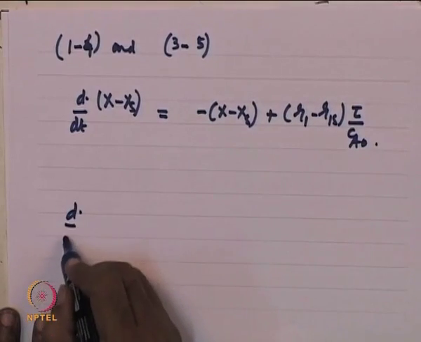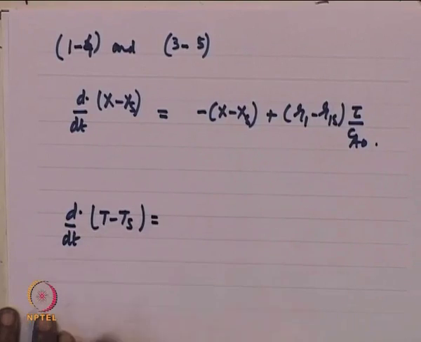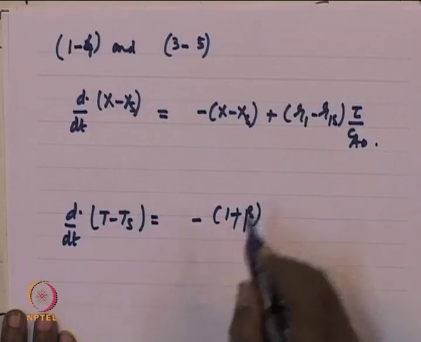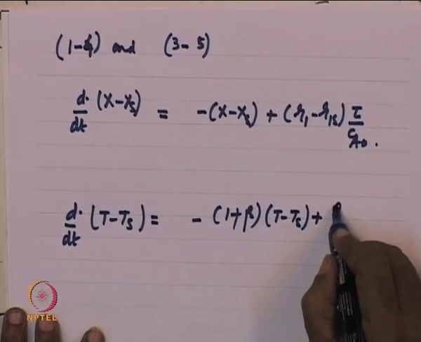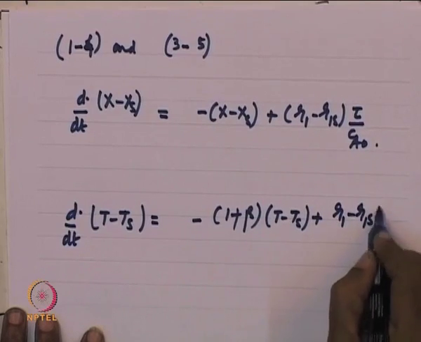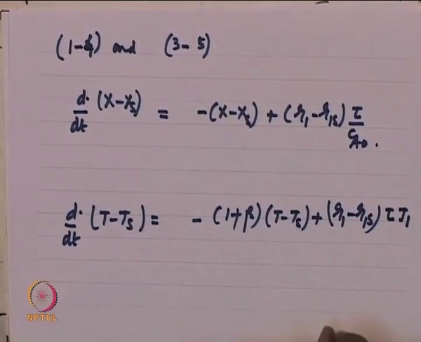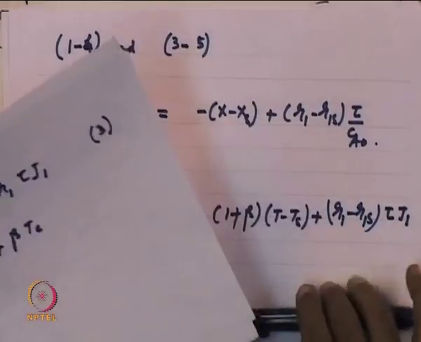Similarly, d by dt of (t minus t_s) equals minus (1 plus beta)(t minus t_s) plus (r1 minus r1_s) multiplied by tau times J1. Okay. So, what have we done? We have equation 1 and equation 3. Let us just run through this once again.